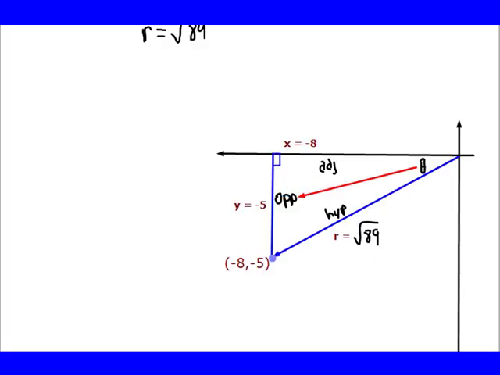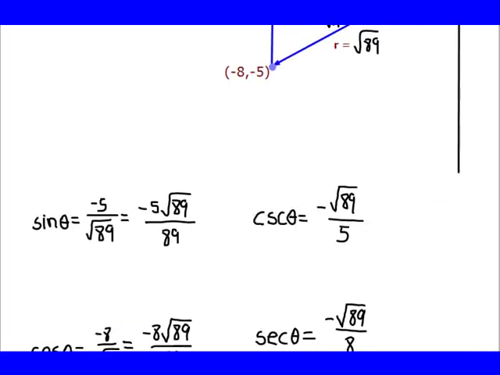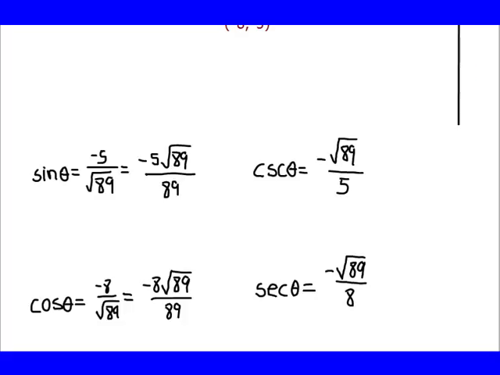Alright, I'm assuming that you paused the video and that you did as I asked. So let's take a look at these 6 trig functions. From the triangle, we had that the sine of angle theta is negative 5 over the square root of 89, the opposite over the hypotenuse. We rationalize the denominator by multiplying top and bottom by the square root of 89, and we get minus 5 times the square root of 89 over 89.